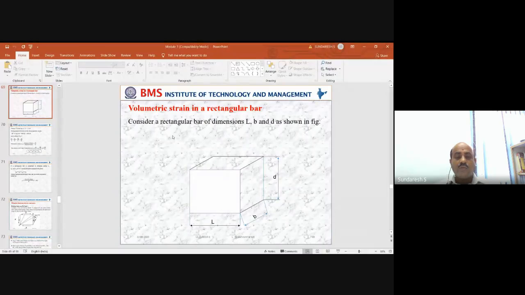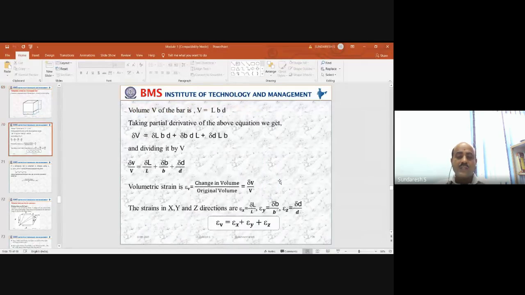Okay, so for this, we have considered a rectangular bar of dimensions length L, width B, and depth D, as shown in the figure. So this is a rectangular bar having length L, width B, and depth D, right? Now in this case, what is the volume V of the bar?